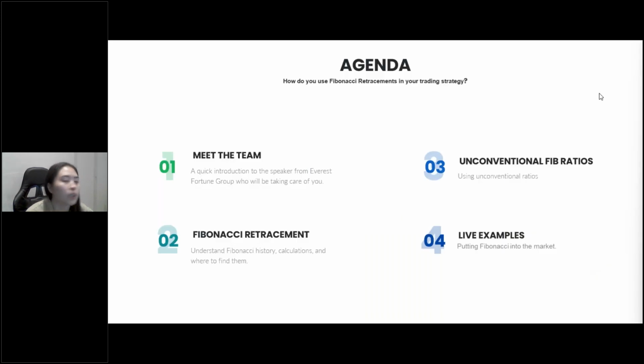So our agenda for today, as usual, is we're going to start with meeting the team. I'm going to introduce you to the team that's taking care of you, and then we're going to follow up with Fibonacci retracement, then unconventional Fib ratios, and then go into live examples. More importantly, we're going to focus on what Fibonacci retracement is, the important Fibonacci retracement ratios, ideal market structure, and an intensive practice session. When we do the intensive practice session, we're going to move on to the live charts on TradingView, and then we're going to practice so that after this webinar, you can practice on your own as well.